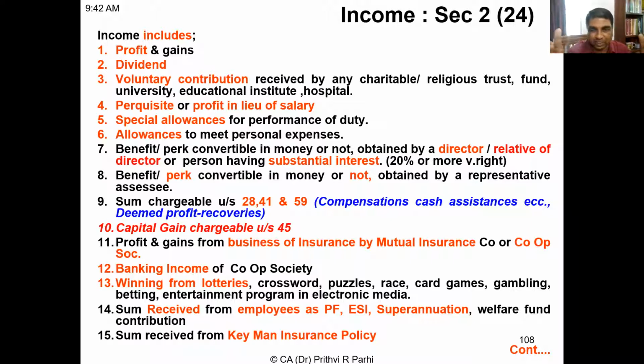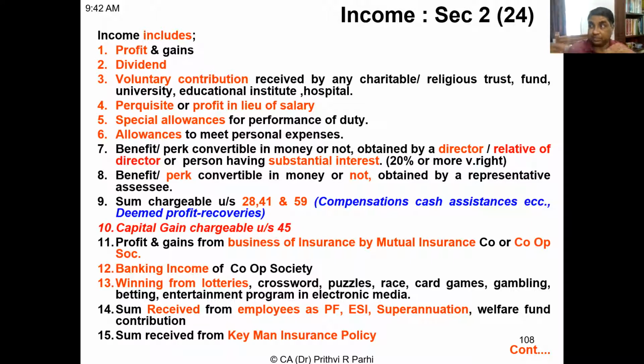Crosswords, all these activities you are familiar with, and entertainment programs in electronic media are also a source of income. If some money is received, it may be from any kind of entertainment program. Earlier there were some cases on this issue, and now it is a settled matter. If someone is earning money through an entertainment program in electronic media, then it is income. Any query you have on this? No, sir.